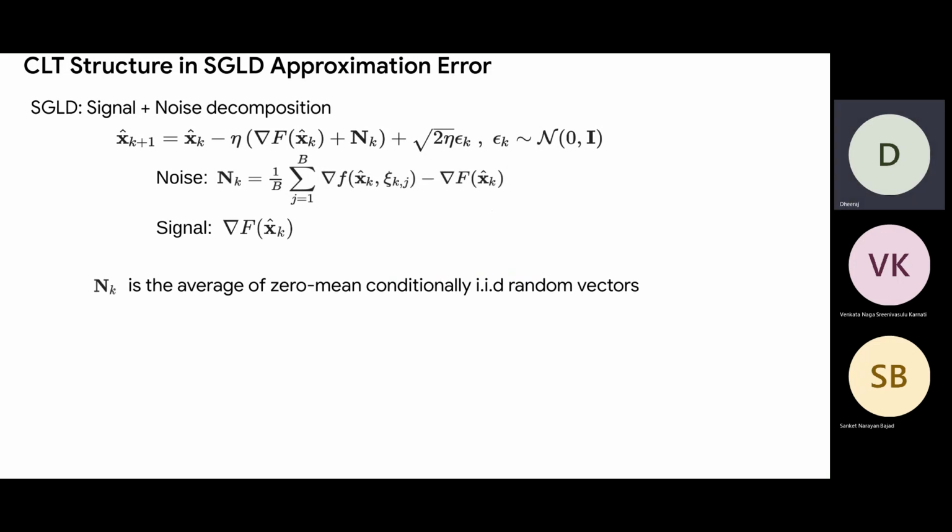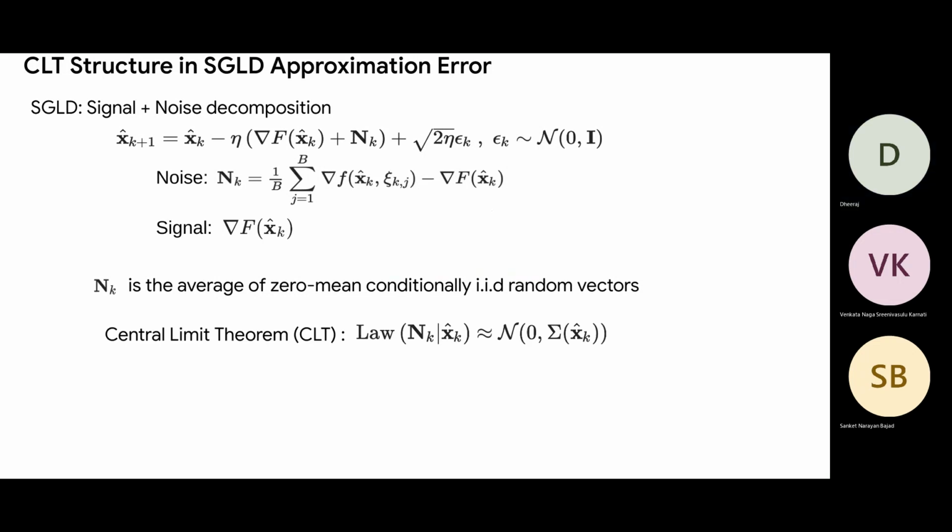Notice that n_k is the average of zero mean conditionally IID random variables. Conditioned on x_k, they are zero mean and they have an IID distribution. What does the central limit theorem tell us? Up to some rescaling by square root B, the law of n_k given x_k will be very close to a Gaussian, irrespective of what x_k is, irrespective of what this distribution is. By the central limit theorem, as long as the second moment exists, this will look like a Gaussian.